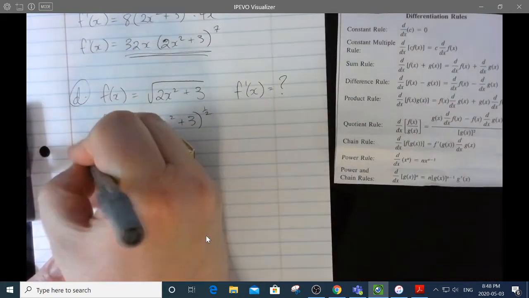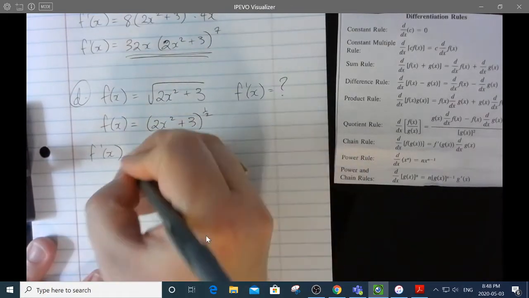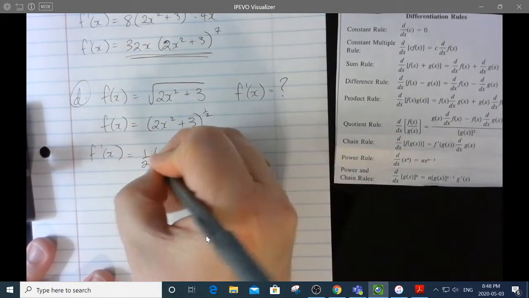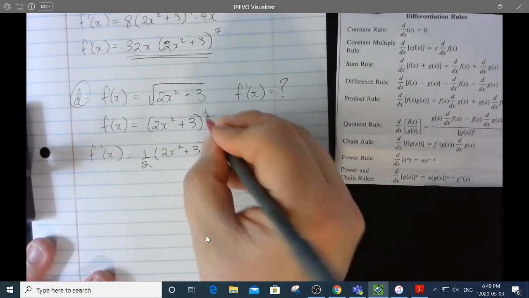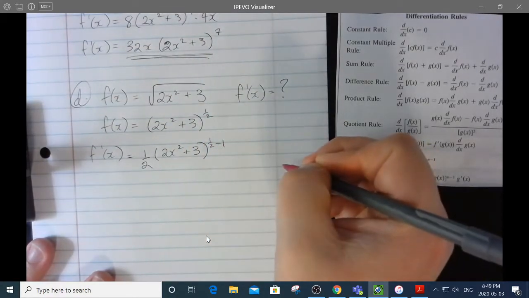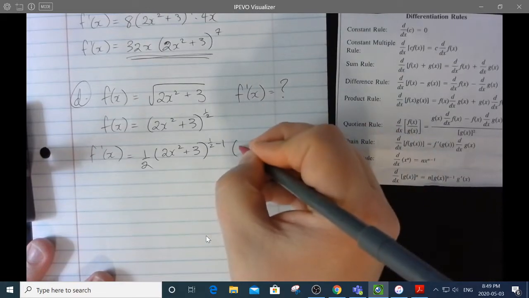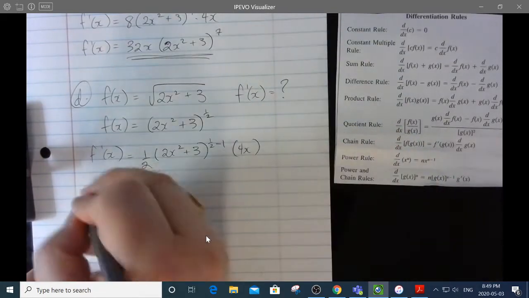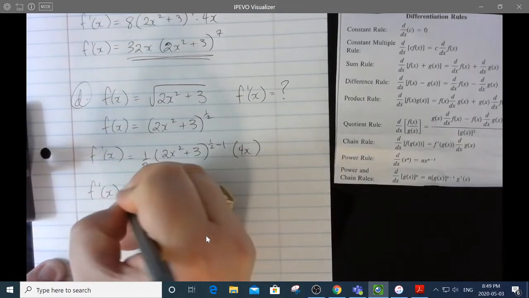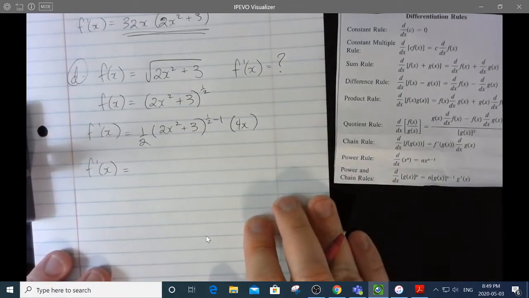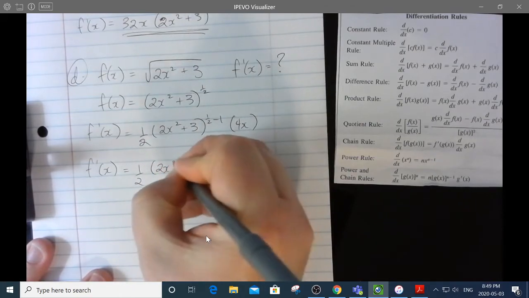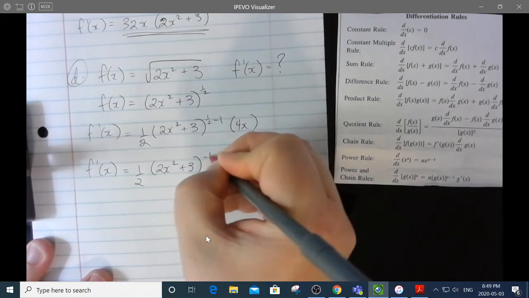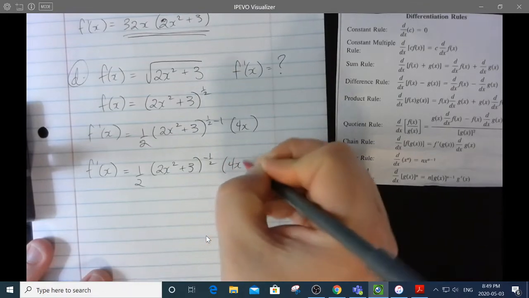So the chain rule says this becomes the coefficient, then this, remember that this is now 1/2 minus 1, I'll do that in 2 steps, and times 4x again. All right, now the next kind of trick to this is simplifying it properly. I'll take a second and do that subtraction. So that's now 2x squared plus 3 to the power of negative a half times 4x.